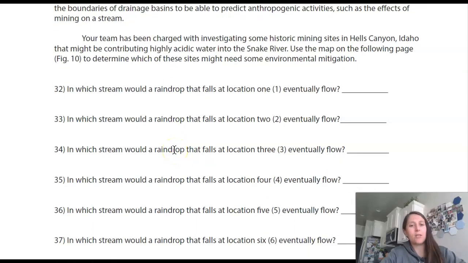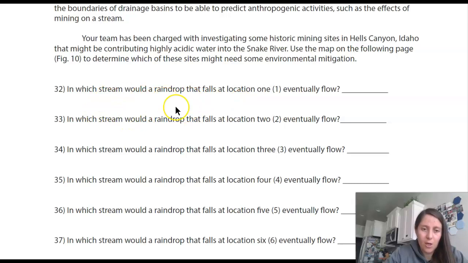So your team has been charged with investigating some historic mining sites in Hell's Canyon, Idaho, that might be contributing highly acidic water into the Snake River. So the Snake River, as you know, goes through Hell's Canyon, and some of the creeks that are nearby in this scenario might be contributing some of the acid from the mines above into the Snake River. So use the map on the following page, again figure 10, to determine which of these sites might need some environmental mitigation. So I'll help you with the first one.